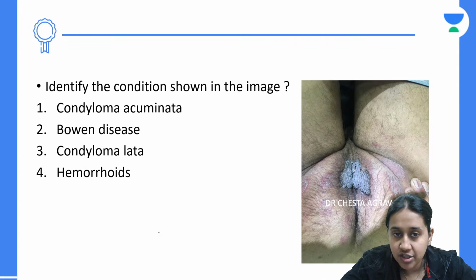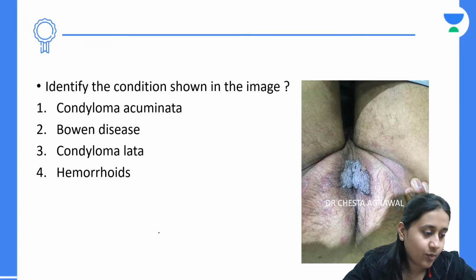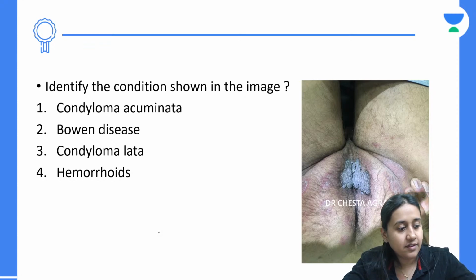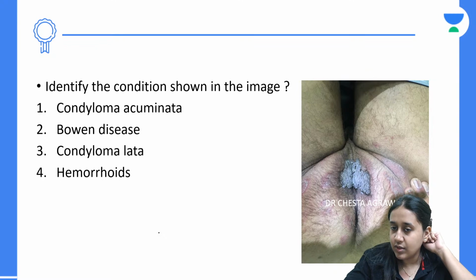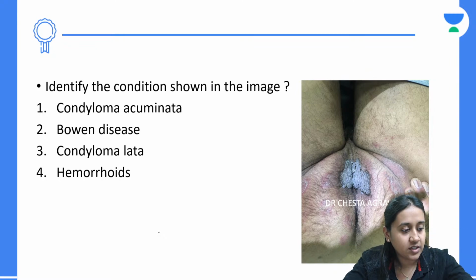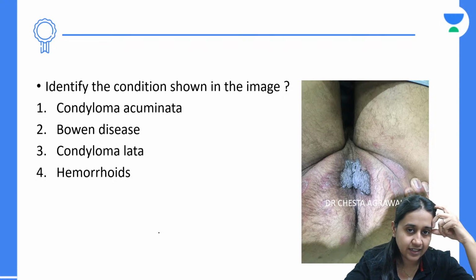Identify this patient's condition. There are verrucous lesions on the genitalia. What is the diagnosis? Verrucous lesions on the genitals of this patient. Identify this.